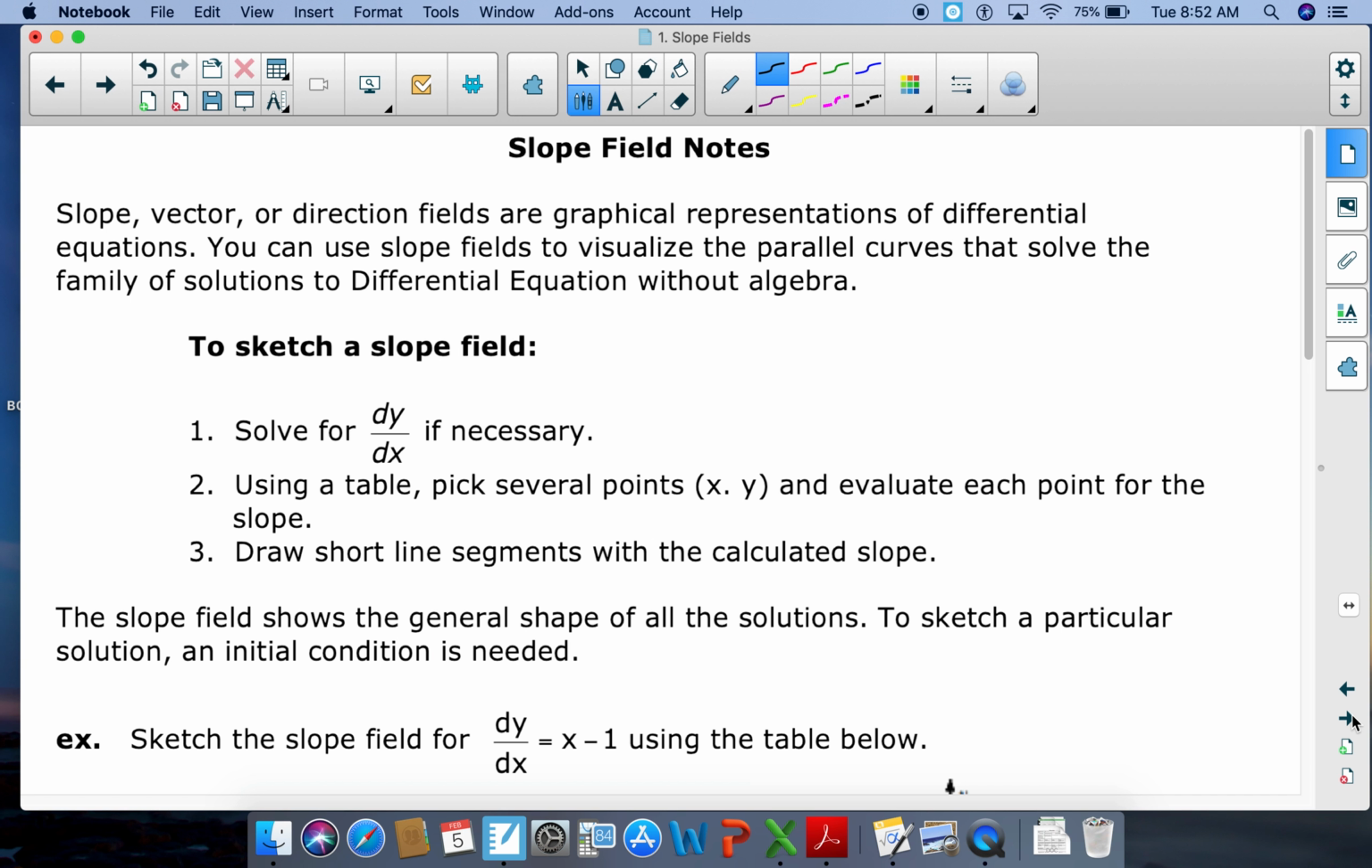A slope field, sometimes called a vector field if you're in physics, is just a field of slopes. Slope field is a field of slopes. The field being our xy axis.